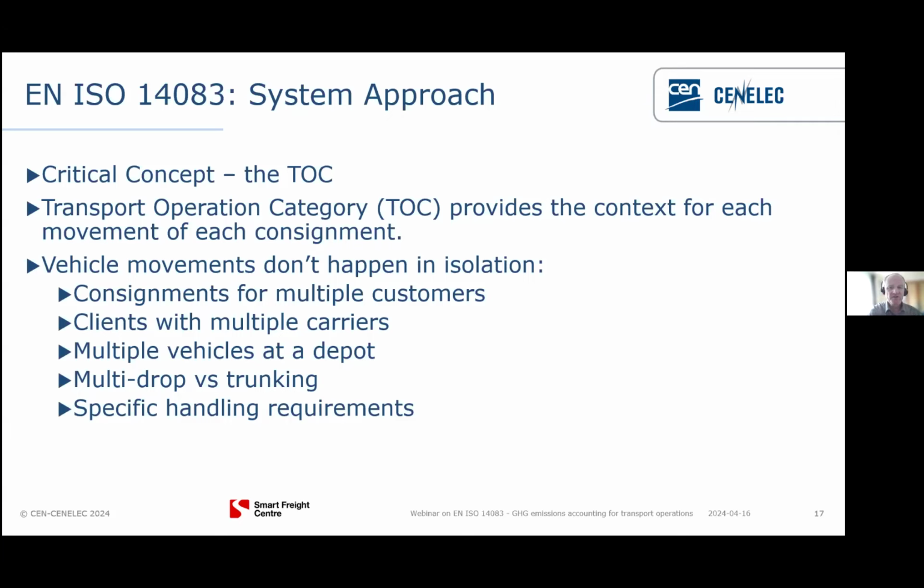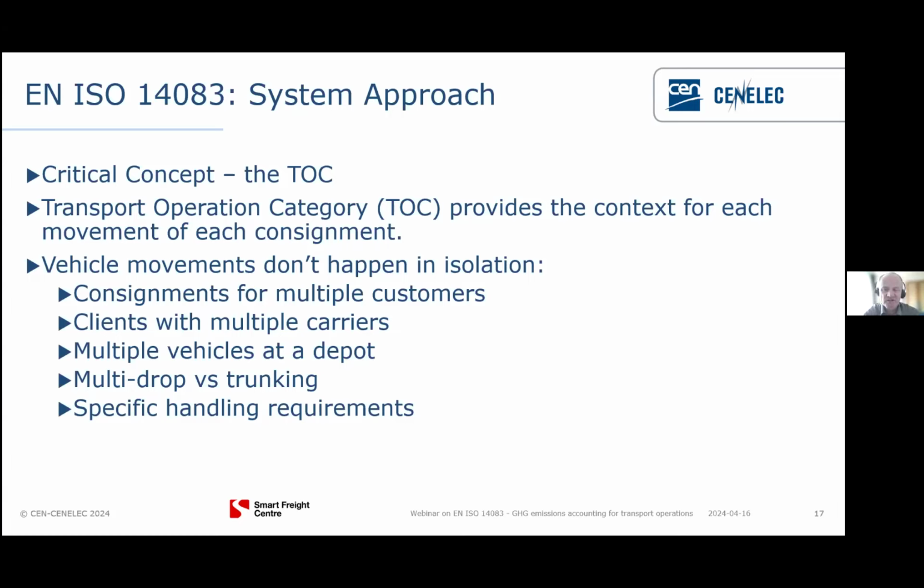So you have a lot of the time consignments being moved for multiple customers. You have clients who are using multiple carriers. So the interaction between the two levels, between the consignment and the transport operator and the ultimate customer, is quite a flexible thing. And a lot of the time, the vehicles are operating in an interactive way, in such a way that it wouldn't necessarily make sense to try to collect the data and manipulate it at that individual journey level.